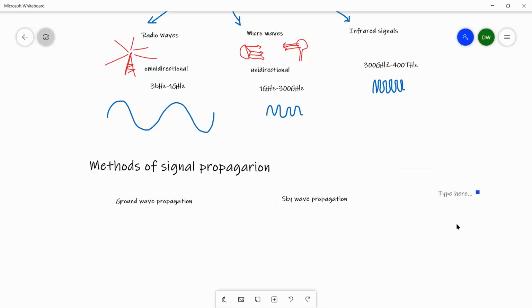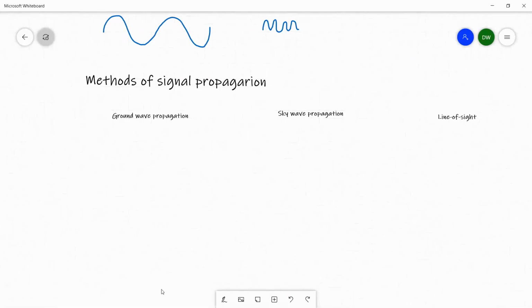The third method we have is line of sight. Line of sight propagation. So ground wave propagation is, I'm going to draw a set of diagrams here. It will not be really perfect, but I'll try to draw it perfectly, right?